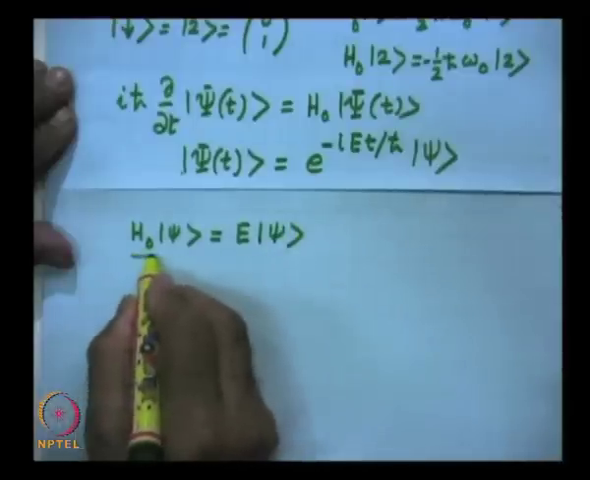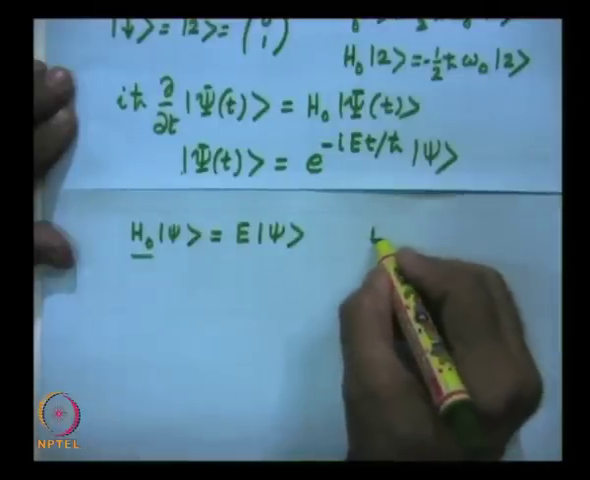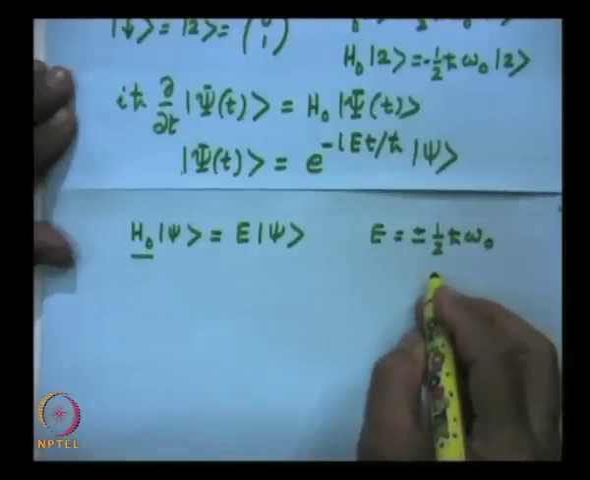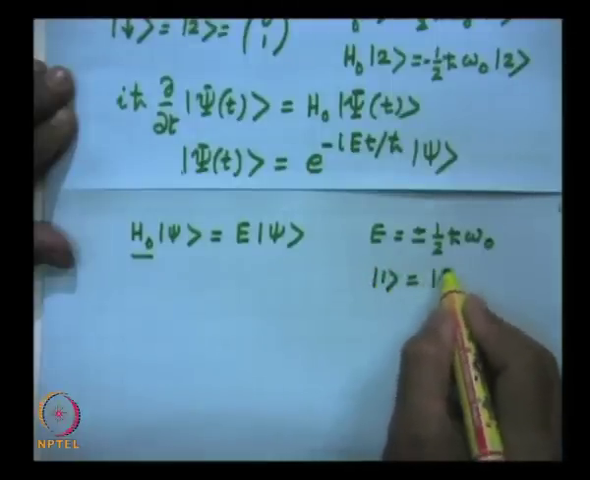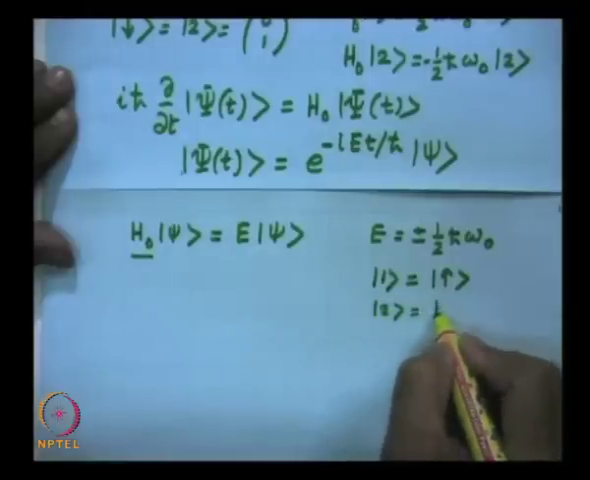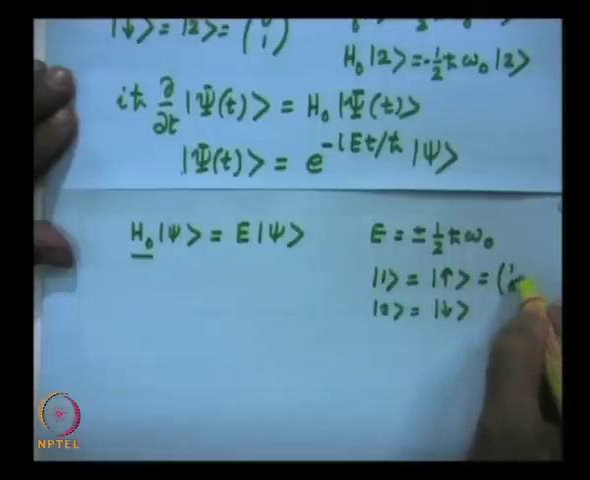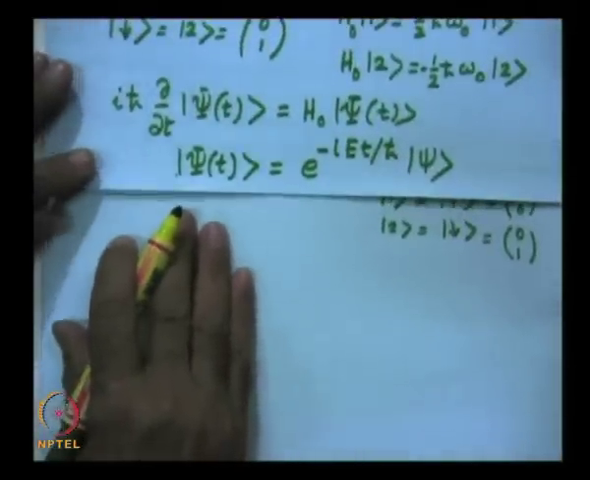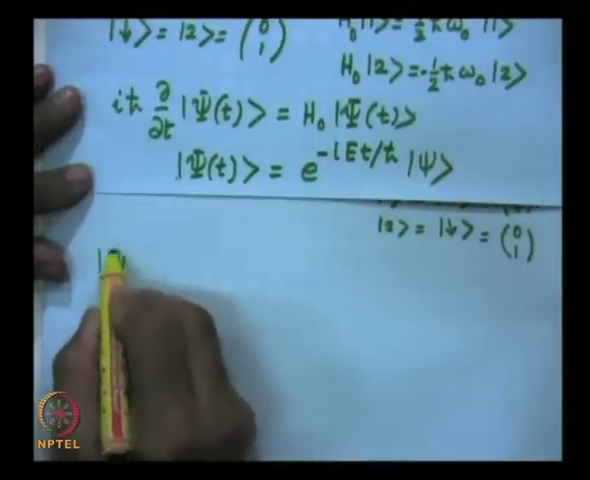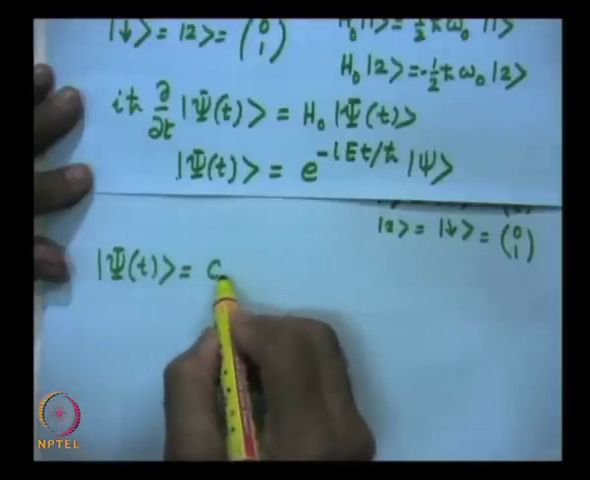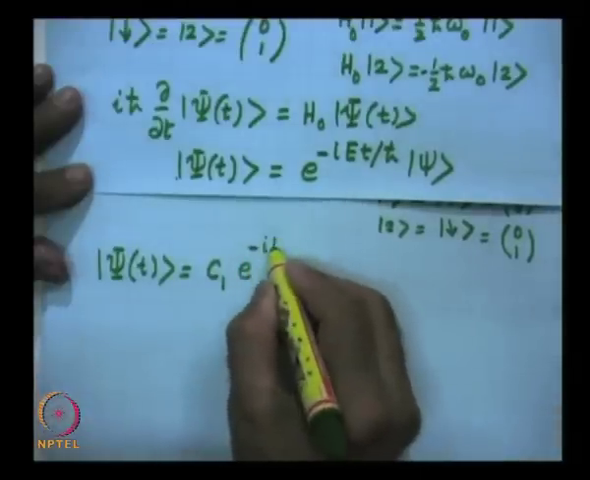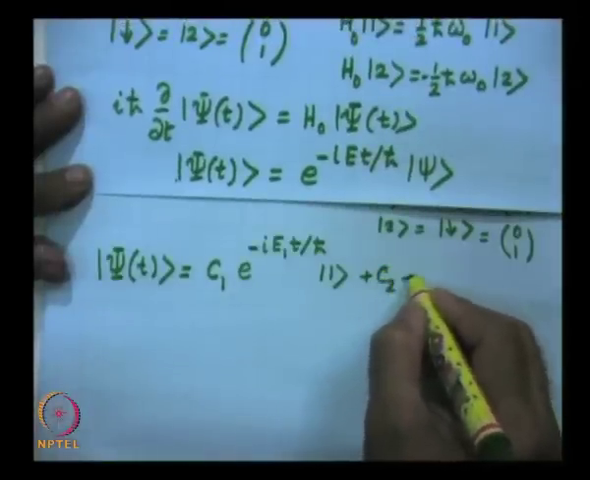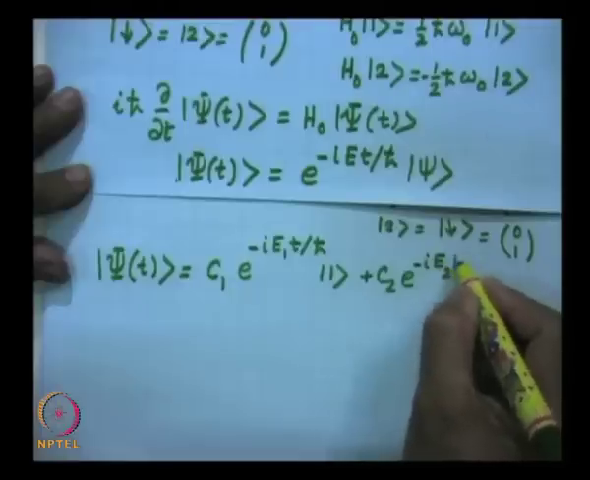We already know the eigenvalues and eigenkets of H₀. The two eigenvalues are E = ± ½ℏω₀, and the two eigenkets are |1⟩, which is the spin up state, and |2⟩, which is the spin down state, denoted by (1, 0) and (0, 1). Thus, it is obvious that the general solution of this equation will be |ψ(t)⟩ = C₁ e^(-iE₁t/ℏ)|1⟩ + C₂ e^(-iE₂t/ℏ)|2⟩.